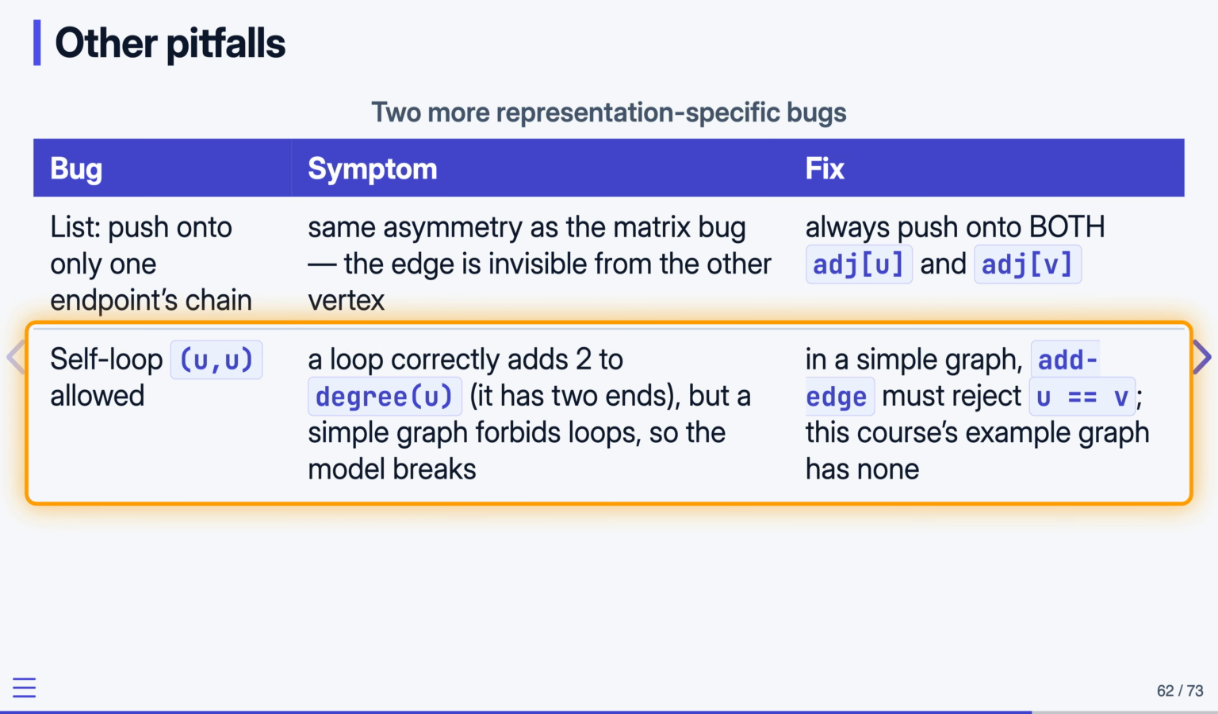The second one is the self loop, an edge from a vertex to itself. A self loop correctly adds 2 to the degree of U because it has two ends. But this course uses simple graphs, which do not allow loops. So the fix is that add edge must reject the case where U equals V. This course's example graph has no self loops.